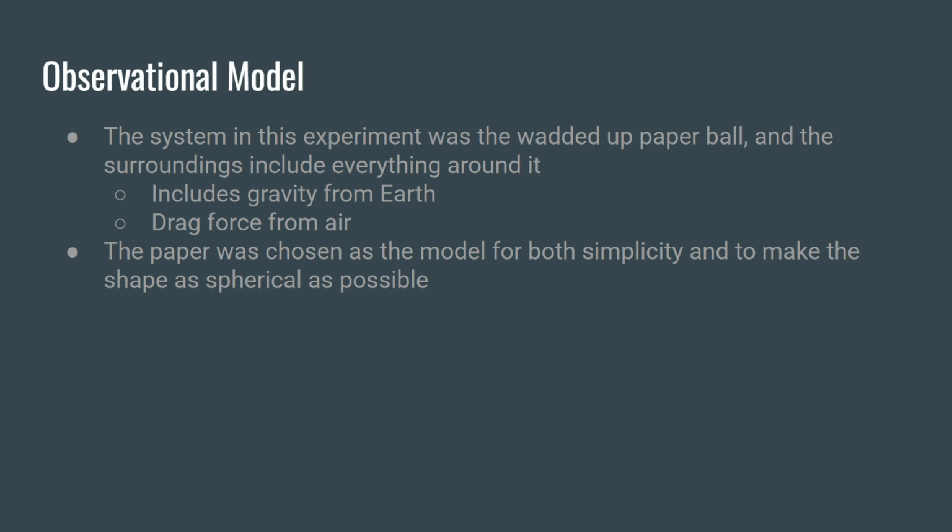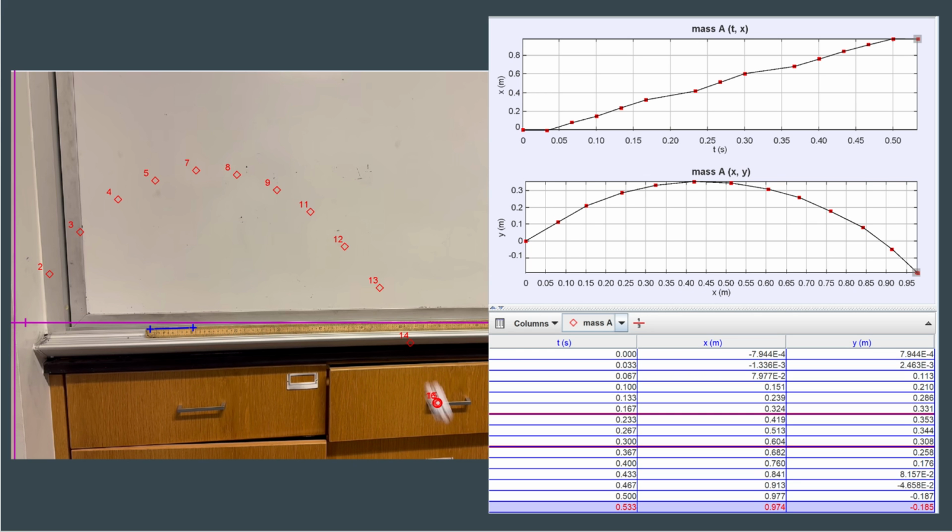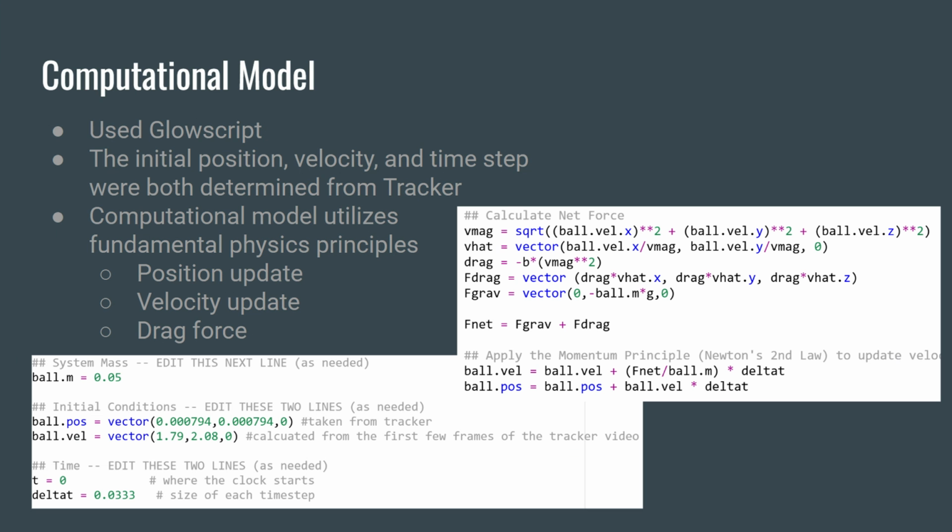The paper was chosen as the model both for its simplicity and to make the shape as spherical as possible, in order to attempt to keep things like the drag force even across the sphere. This model also allows for an easy view of the path of the object, which is important when used to analyze in Tracker. You'll see an image of the trajectory of the object in Tracker and the data that it gave us. Next up, the computational models.